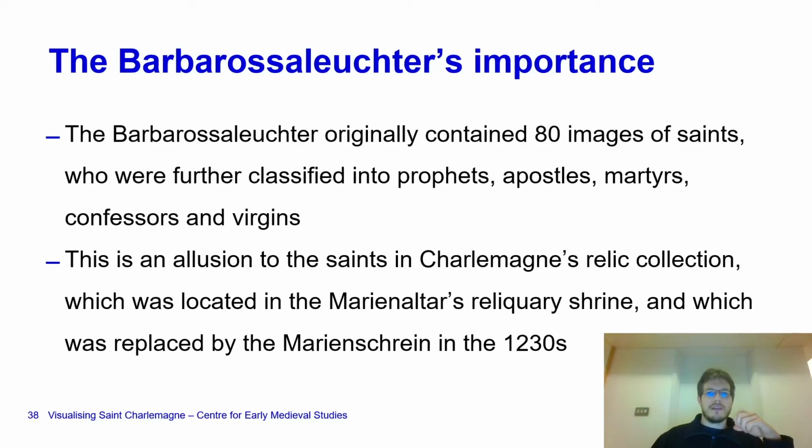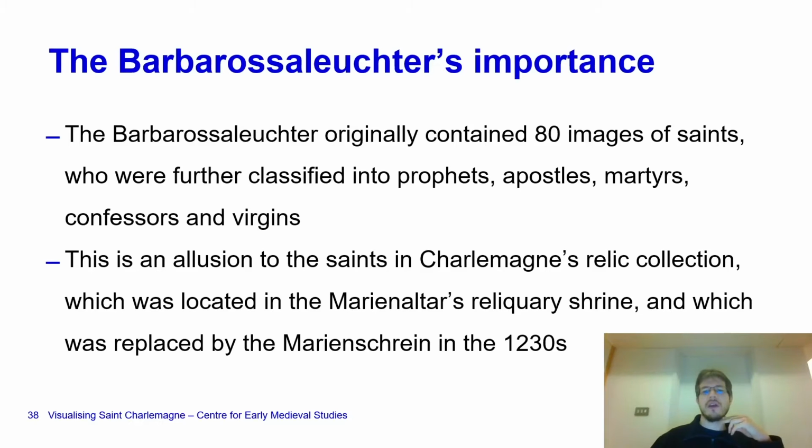The final 8, which were not mentioned here, are just ornamental. Now, these categories of saints are an allusion to the saints in Charlemagne's relic collection, which was located in the Marienaltar's reliquary shrine, to the east of the center of the church, and which was replaced by the Marian shrine, the reliquary shrine of St.